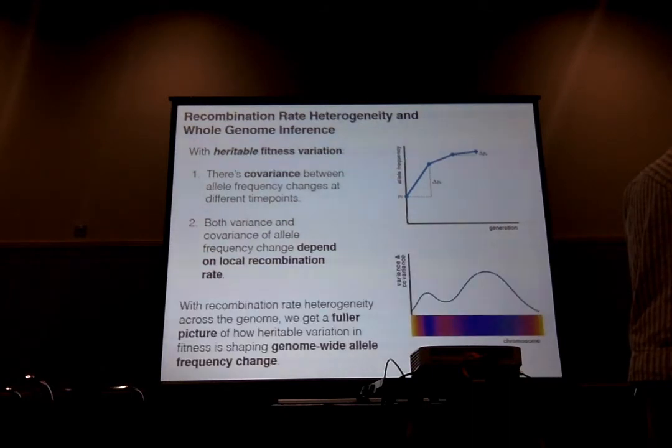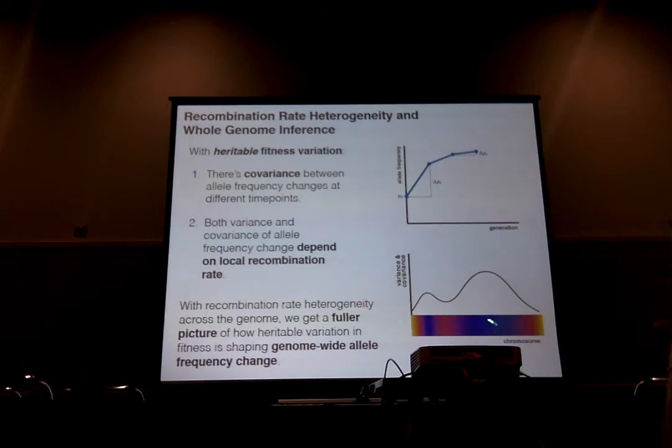So just as a cartoon illustration of what this could look like, if we have a chromosome here with recombination cold spots, here colored in blue, and these warmer spots and warmer colors here, we can form expectations for the variances and covariances of allele frequency change through time and how they differ across this recombination rate heterogeneity.